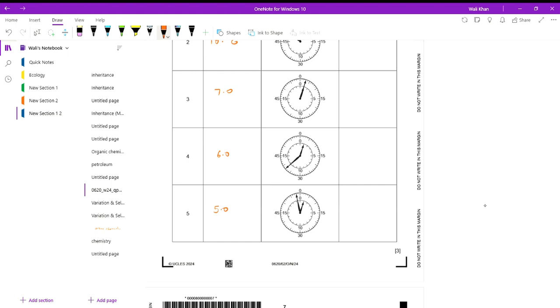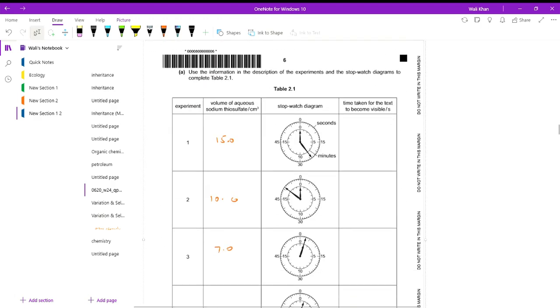Okay. Now time: the time taken for the text to become visible. 24 seconds. 51 seconds. 63 seconds.